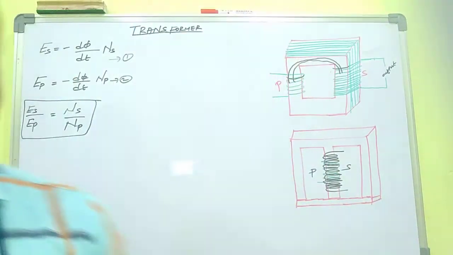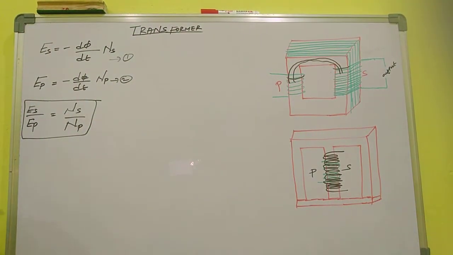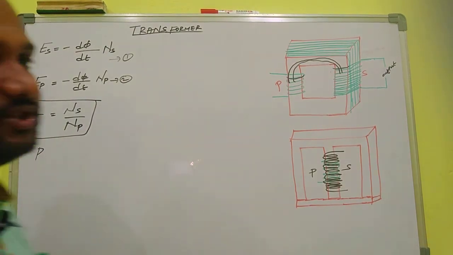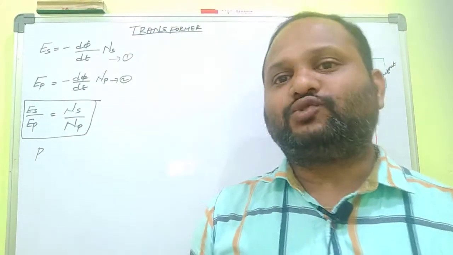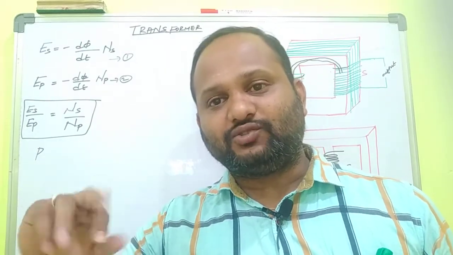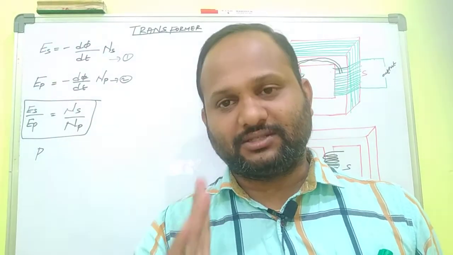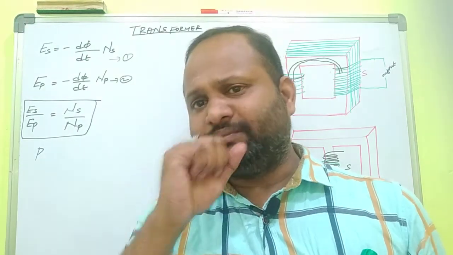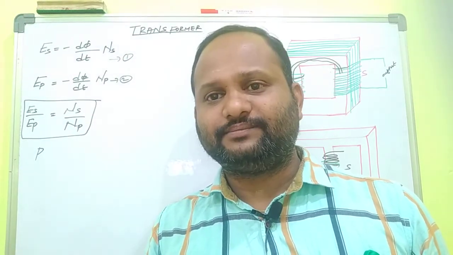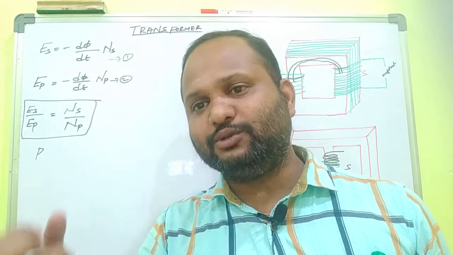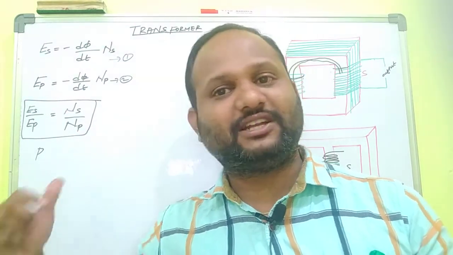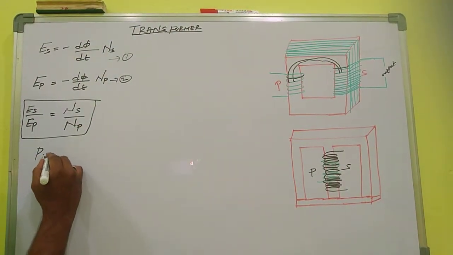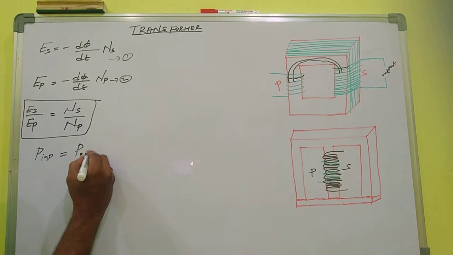Okay. What is the power? The input power. A good or ideal transformer is one which transfers the electric power without any loss. In practice, there are some losses which reduce the output power, but here we are taking an ideal transformer. For an ideal transformer, power input is equal to power output.